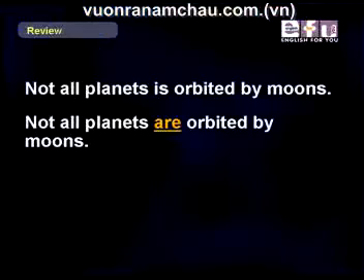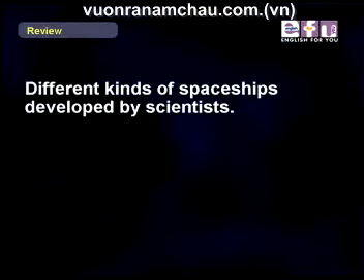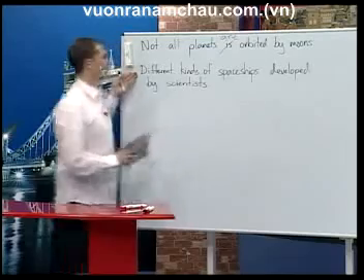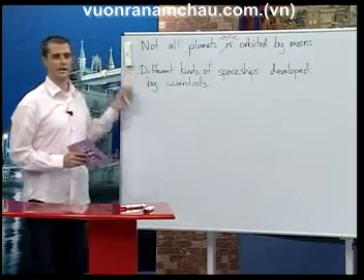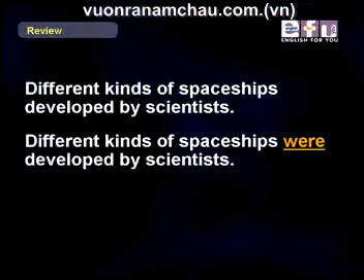Not all planets are orbited by moons. Good. Lewis, you can do this one. Different kinds of spaceships were developed by scientists. Right, because there's no verb here at all. We have the past participle but no verb to be. So, different kinds of spaceships were developed by scientists.